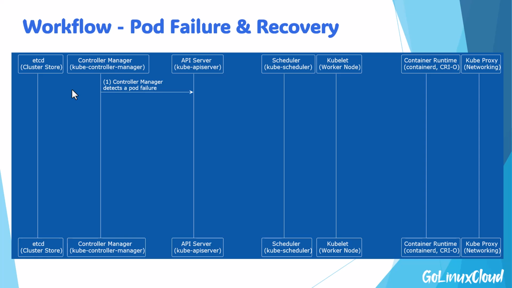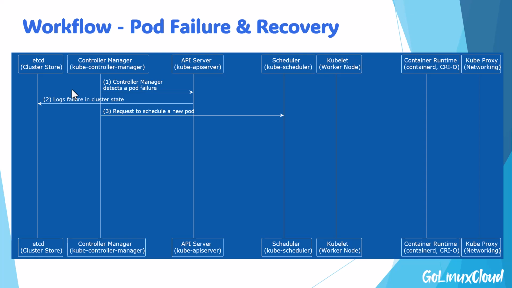Once the API server gets to know about the failure, it will immediately inform etcd about the failure so that the current state is updated inside the data store. This will help Kubernetes determine the actions required to restore the desired state. Next, the controller manager will send a request to the scheduler to schedule a replacement pod. Now from this stage, the steps would be pretty much the same as what we discussed in the previous slide.